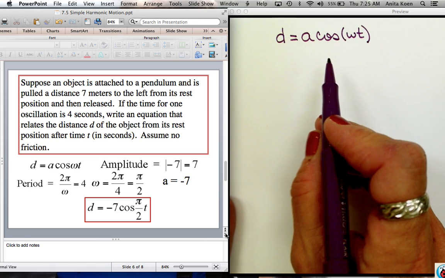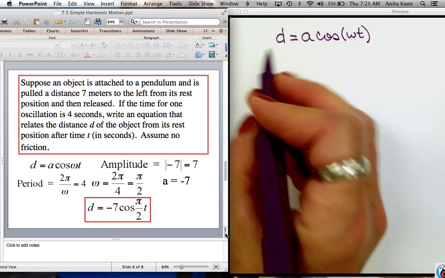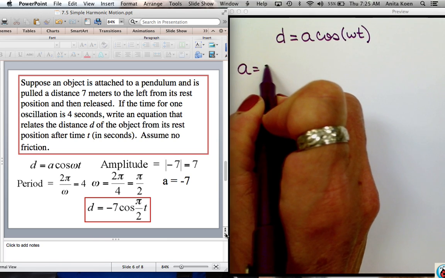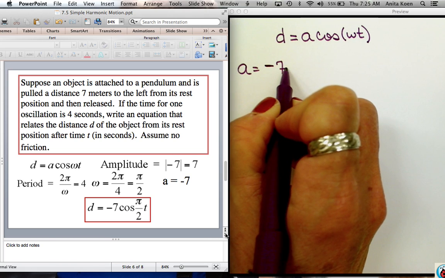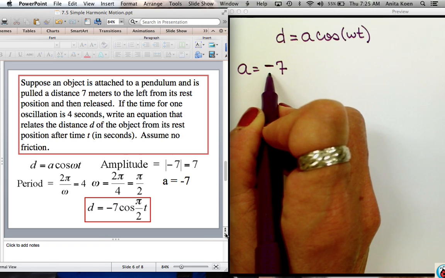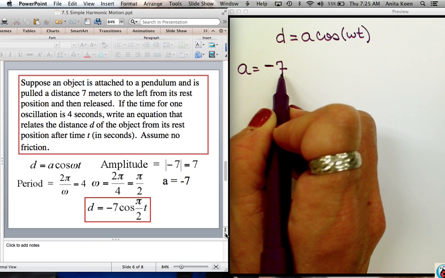We have pulled this object a distance of 7 meters to the left. So that means that A is going to be negative 7 because we moved it 7 meters to the left. The negative is because we went left. If we had pulled it to the right, we would put positive 7.